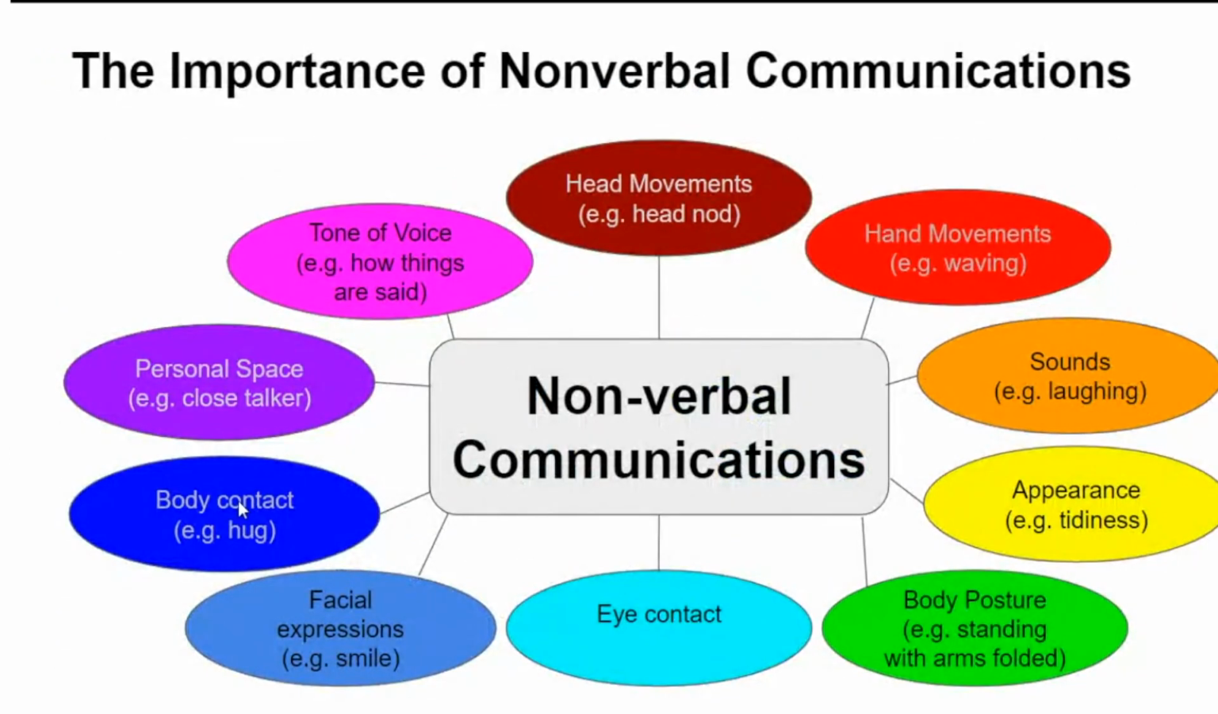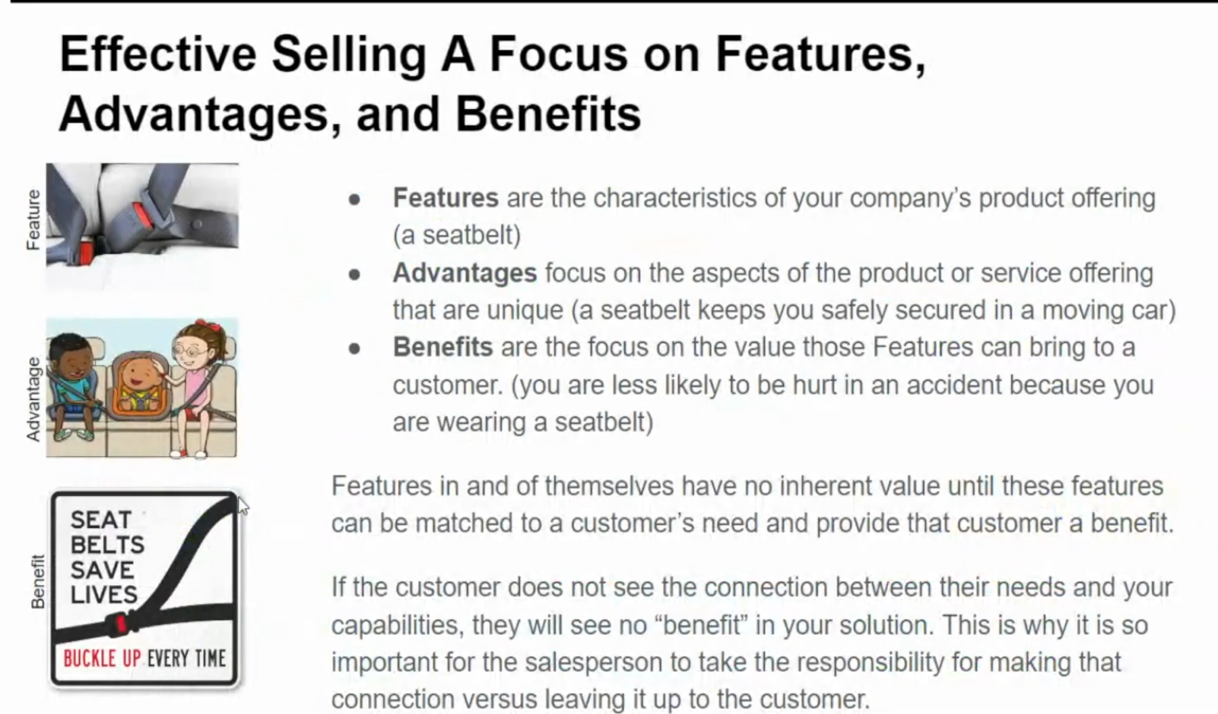So we got all kinds of cues that come to us. If we can't receive those cues, that limits our ability to have a good communication. So communication in business, we got to be able to sell stuff. What do we need to do?